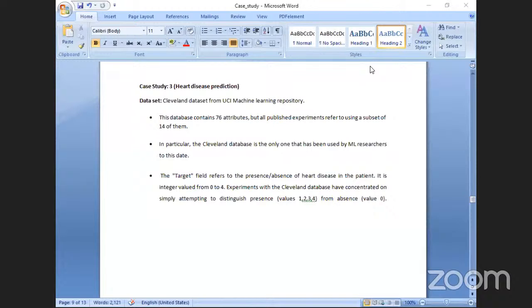Now let me move to the programming environment to show how you need to code and do your math with the help of different machine learning algorithms.